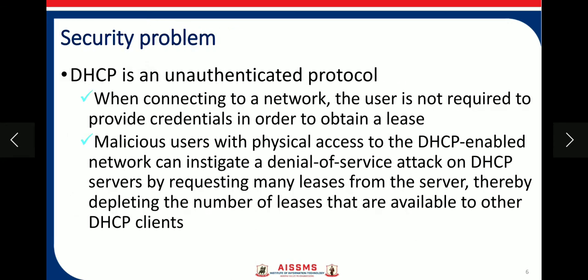Security problem. In DHCP, a security problem may occur. This is the main disadvantage of DHCP. When the DHCP server is unavailable, the client is unable to access the enterprise's network. Your machine name does not change when you get a new IP address. DHCP is an unauthenticated protocol, and because of that, security problems may occur.